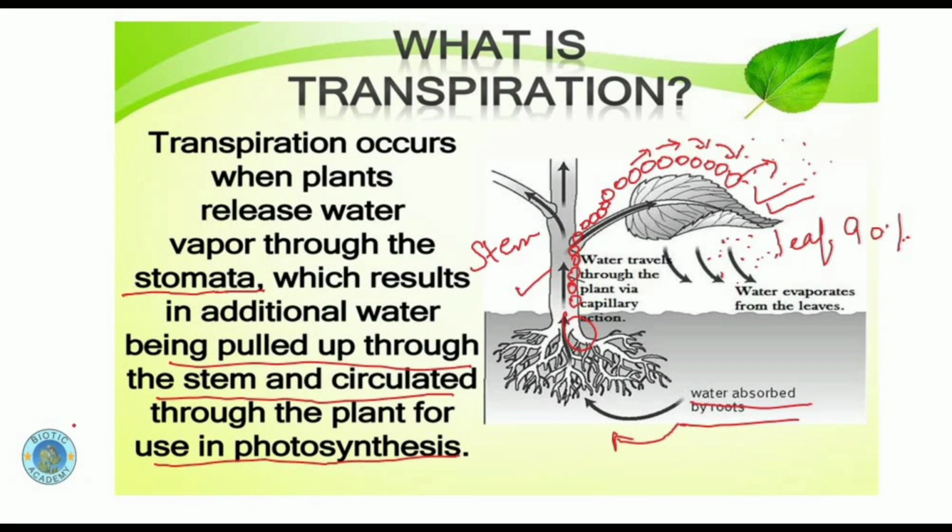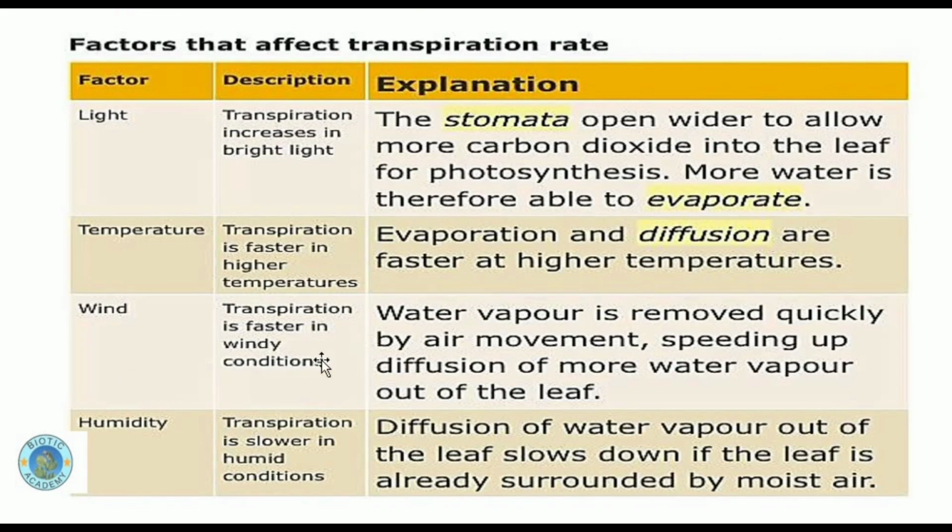Now, what are the factors which affect this process of transpiration? There are many factors which affect the rate of transpiration. Here are a few of the factors which we are going to discuss today. Number one is light. What is light? Light is basically the light of the sun or any artificial light. They have an effect on the rate of transpiration.